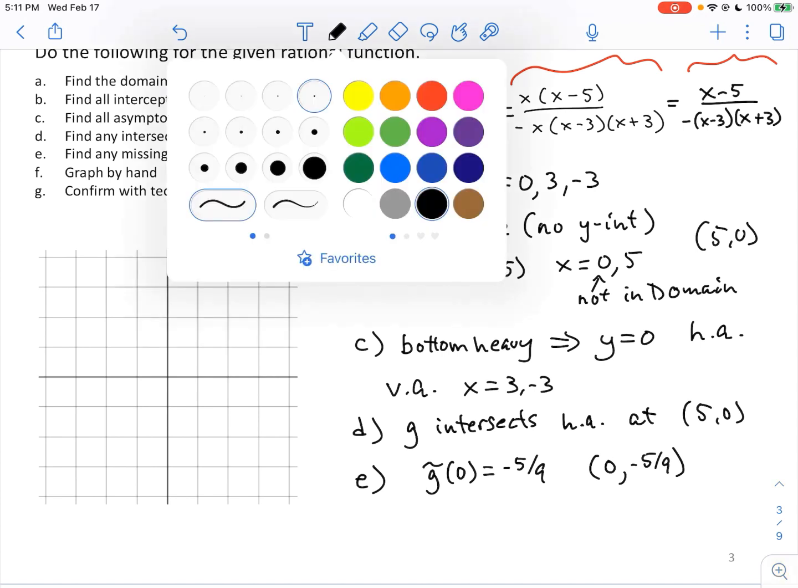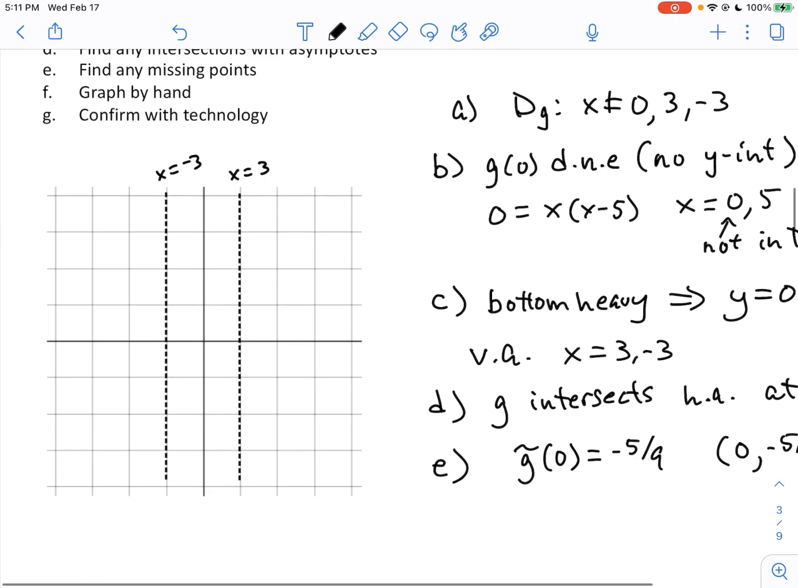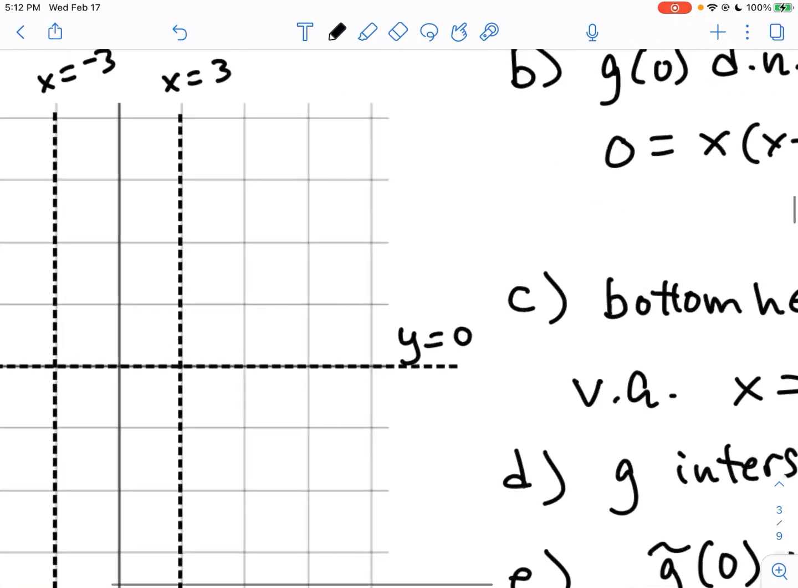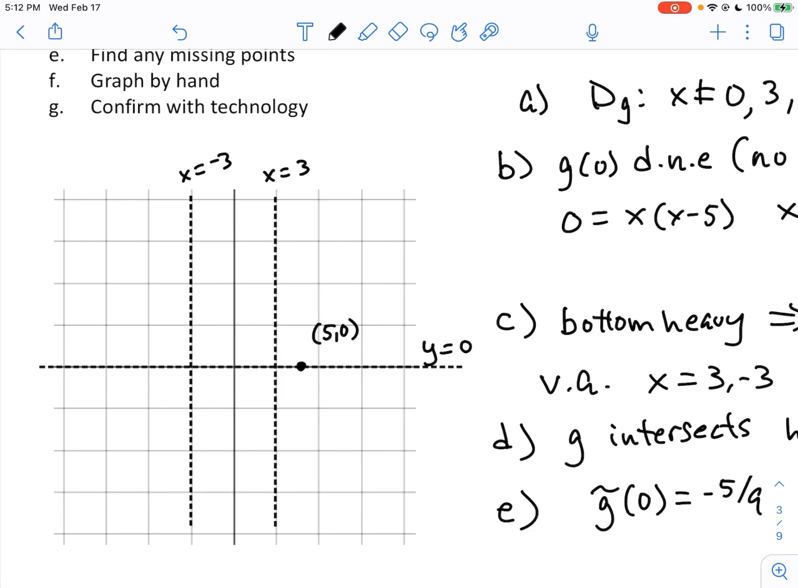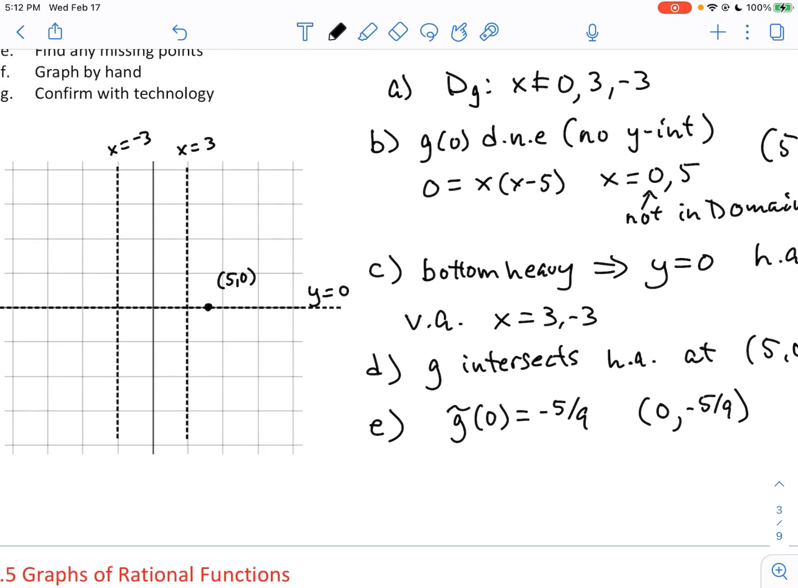I'm just going to do a scale where horizontally each block will be 3, so this will be a gap of 3. Okay, so here's my x equals 3 and x equals -3. As long as you label them, then it's clear that you're using a different scale here. Y equals 0 was the horizontal asymptote. There was no y-intercept, but we had an x-intercept at (5, 0). And this is all we have to go on, except we know that there's a missing point at (0, -5/9).